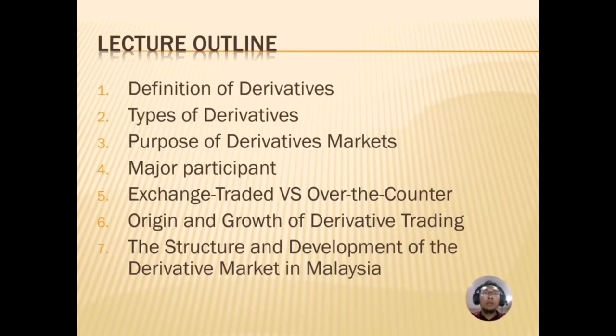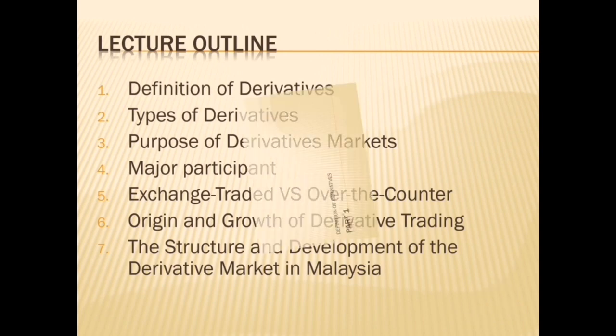Okay, so the lecture outline for chapter 2: students should be able to know, first, the definition of derivative. Second, types of derivatives. Number 3, purpose of derivative market, especially focusing on Malaysia. Number 4, major participants in derivative markets. Number 5, exchange traded versus over the counter. You will know about the description of both. Number 6, origin and growth of derivative trading. And last but not least, number 7, the structure and development of the derivative market in Malaysia.